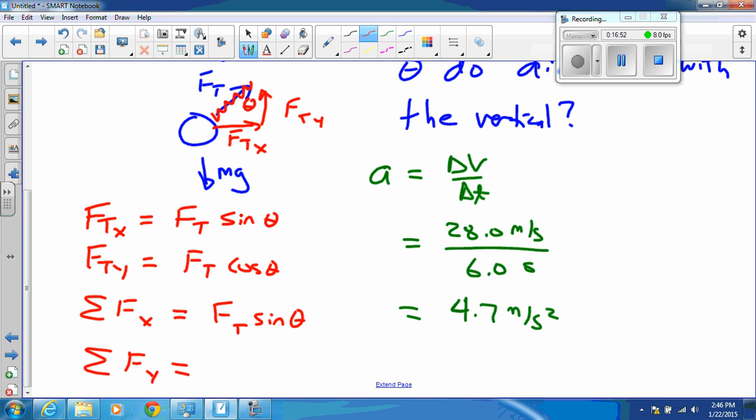Why? Because it's the x direction, that's the direction the car is traveling. So wait, wouldn't it be negative? Give me Newton's second law again. Sum of forces equals mass times acceleration. Traveling in the x direction.